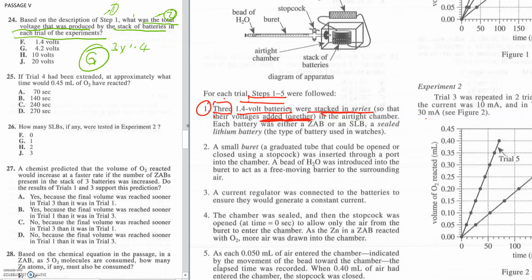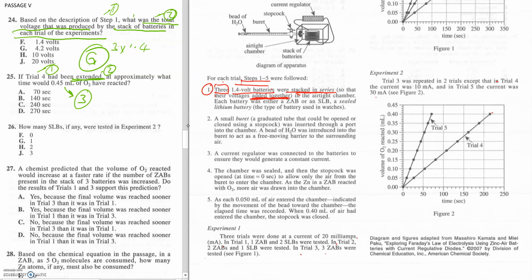Right, number 25. If trial 4 had been extended, at approximately what time would 0.45 milliliters of oxygen have reacted? So we need to find trial 4, extend it, and then step 3 is find 0.45. Where is trial 4? Experiment 1 had 3 trials, so that's trial 1, 2, and 3. Experiment 2 then has trial 4 there.